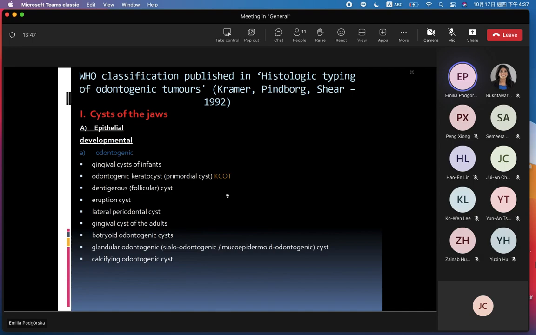Cysts of the jaws. We have epithelial developmental cysts, and they divide into odontogenic and non-odontogenic. Within odontogenic, we have gingival cyst of infants, odontogenic keratocyst, dentigerous cyst, eruption cyst, lateral periodontal cyst, gingival cyst of adults, botryoid odontogenic cyst, glandular odontogenic cyst, or calcifying odontogenic cyst.